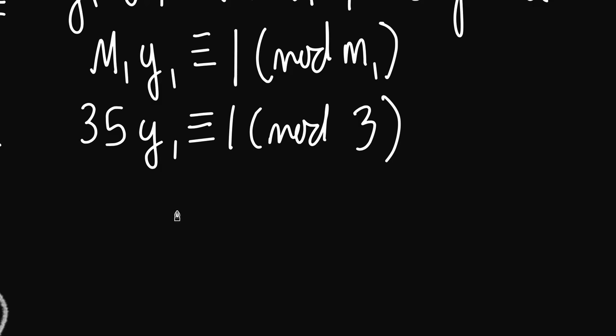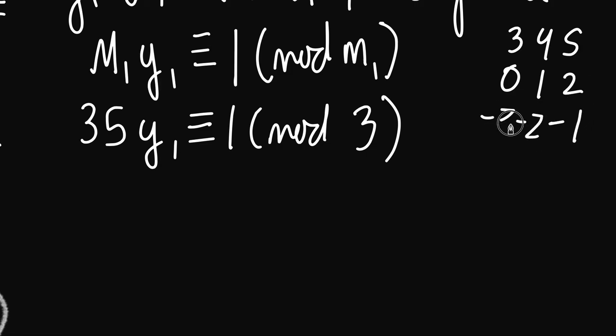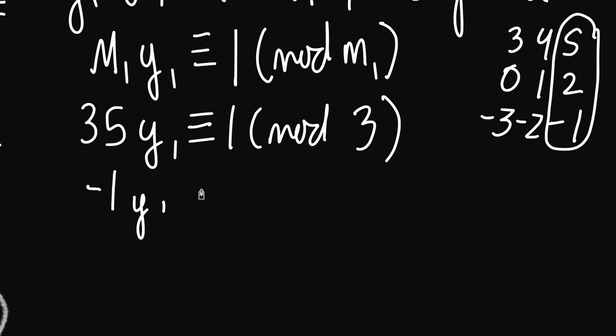But 2 is a difficult number to deal with if we're going to look at our theorem 3.2 and theorem 3.4. If we look at the congruences, we have 0, 1, 2, 3, 4, 5. 5 is not good to use, but we can make use of negative 1, negative 2, and negative 3. This is one equivalence class. So we can make use of negative 1 instead of positive 2 since they're equivalent. So we have negative 1 y sub 1 is congruent to 1 mod 3.